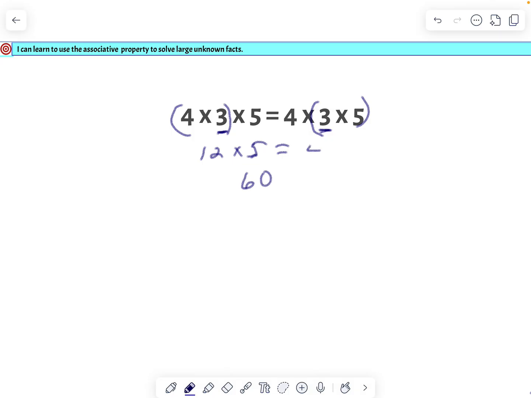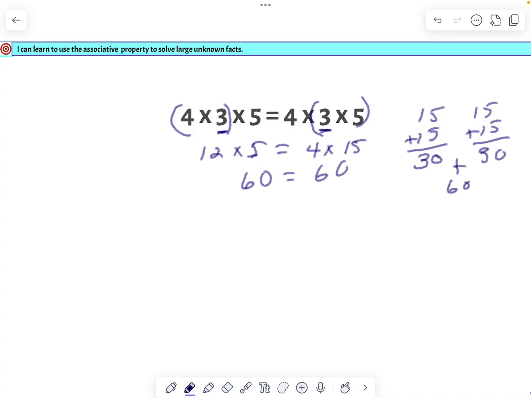On the opposite side, 4 times 15 is equal to, if we don't know the 15 times table, 15 plus 15 is equal to 30. Another 15 plus 15, that gives me 4 15s, is equal to 30. And when I add them up together, I get 60. So again, it is true that either side of the equation is equal to 60. Even though on here we associated the 3 with 4, and here we associated the 3 with 5. Let's take a look at another one.